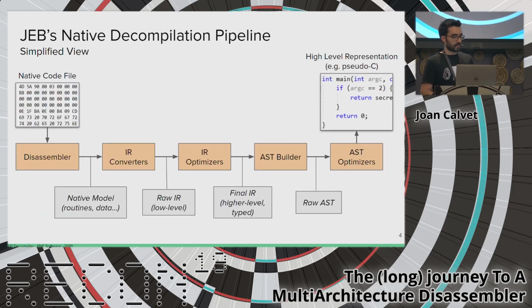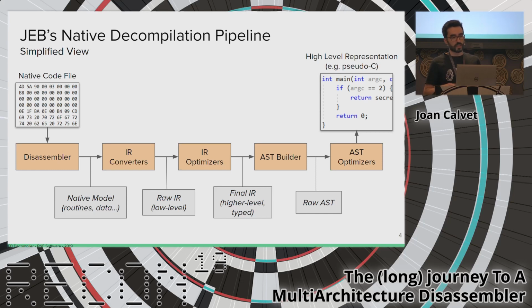So first, let's place the topic of this talk within the context of the JEB native decompilation pipeline. Here, we are not talking about the Android decompilation, but about the native decompilation. So here is a simplified view of the pipeline. The input is a file with native code, for example, a Windows PE file with x86 code, an ELF library with MIPS code, a firmware dump with ARM code. The first step is to disassemble the file to produce what we call the native model, which contains routines, data, and is an assembly language-based view.